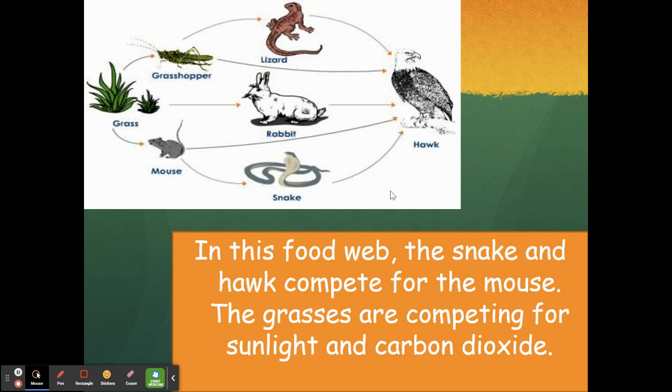Now, another thing I want you to look at is if the mouse population died, the snake is only getting energy from the mouse population. So if there are no more mice, then the snakes are going to die off. The hawks are still going to be able to survive because they're getting energy from rabbits and grasshoppers and lizards. Okay. But if the mice are gone, okay, that means the snakes are gone. That means that the hawk is going to have to eat more rabbits and grasshoppers and lizards. So those populations are also going to go down.